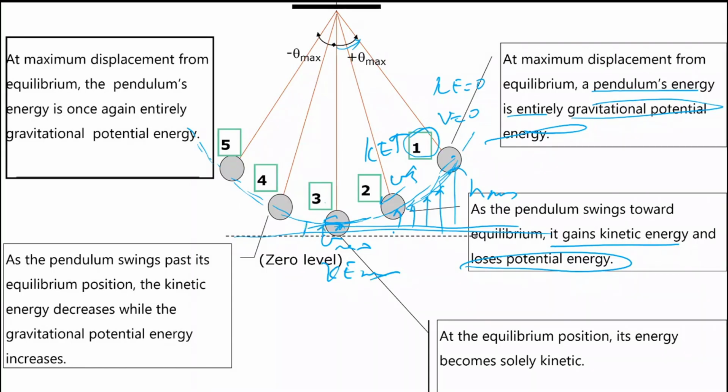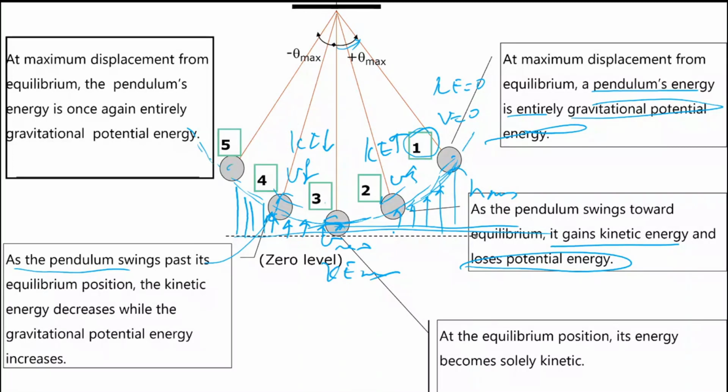Then it starts rising again. As it is rising, speed slows down because velocity starts decreasing, kinetic energy starts decreasing, but gravitational potential energy starts increasing. So at the fourth position, as the pendulum swings past its equilibrium position, the kinetic energy decreases while gravitational potential energy increases.